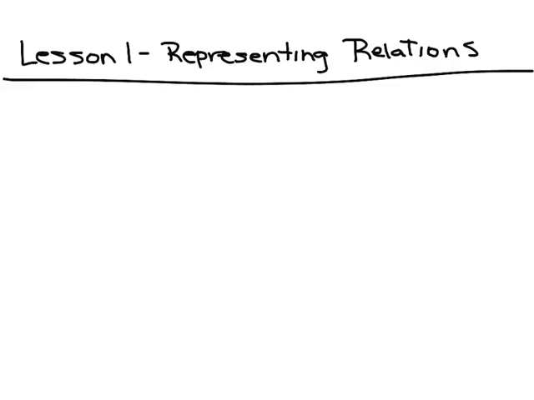Lesson 1, representing relation. A relation is something that associates things together, how they are related to one another. I am a teacher, so I had to get a bachelor's degree. So the relation is that teachers have bachelor's degrees. A set is the distinct objects in a group, and an element is just one distinct object. And the association is how they're related.